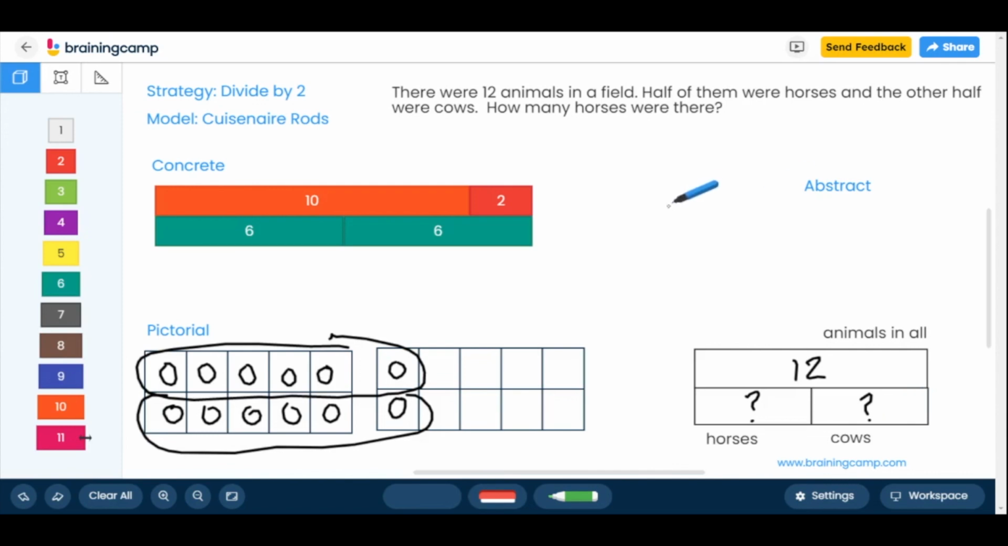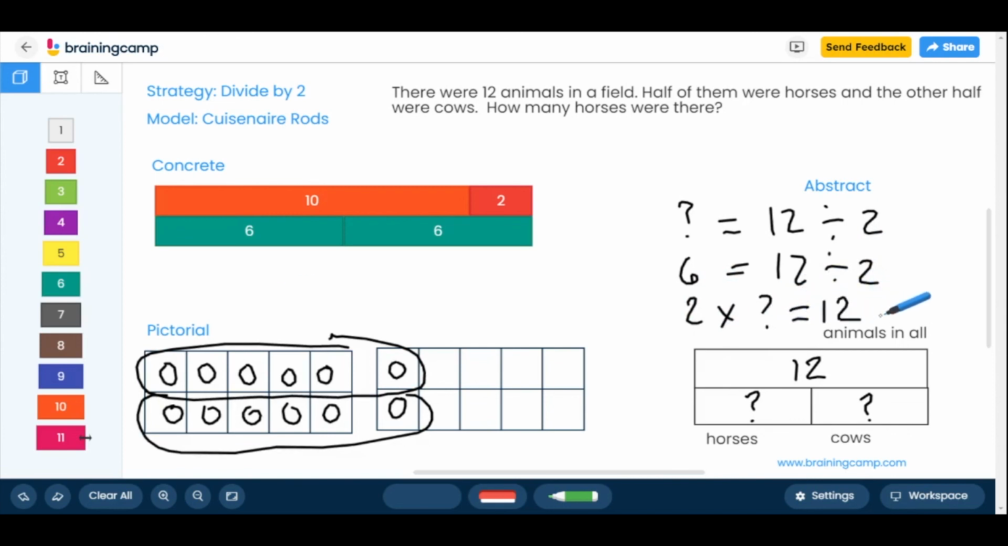And so abstractly, I can record it, and let's this time do the unknown. The I-don't-know is the same as 12 divided by 2. And I don't know what that is yet, but it's going to turn out to be, of course, 6 is the same as 12 divided by 2. I also can frame that multiplicatively. That means that 2 times something, again, must be 12. And I've figured out that it's going to be 6. 2 groups of 6 make 12.